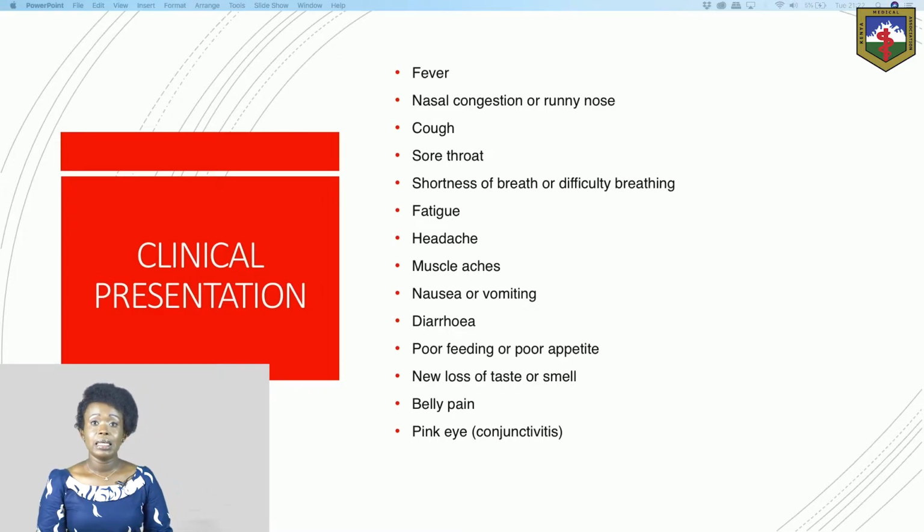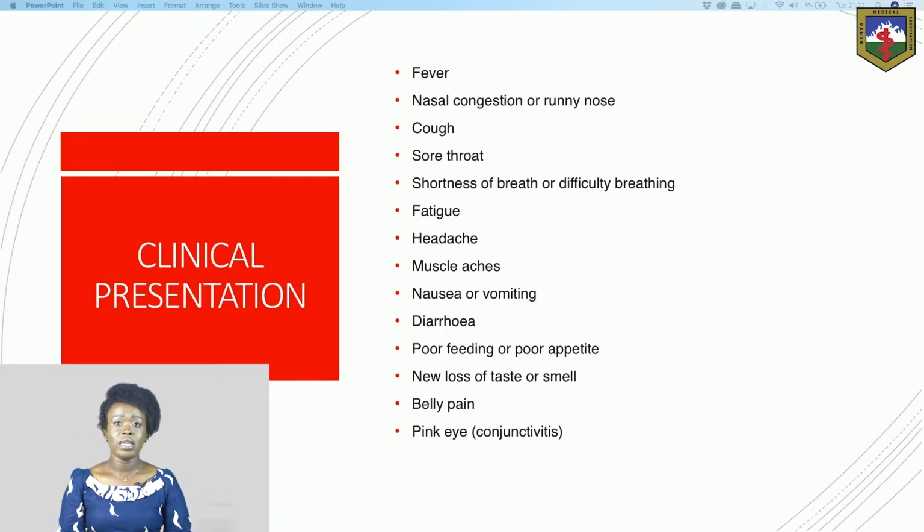There's diarrhea. Some of the children have poor feeding or poor appetite. There's also loss of taste and smell, and some of the children will complain of belly pain, and sometimes you have redness of the eyes, what we commonly call conjunctivitis.